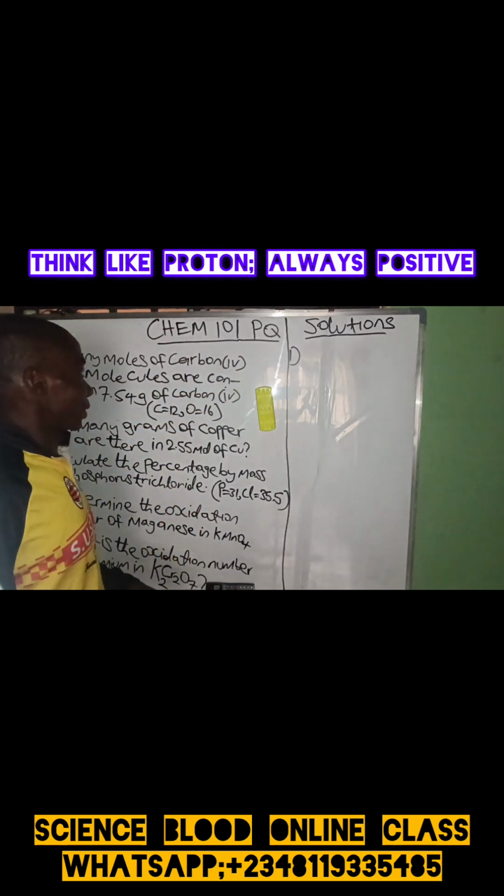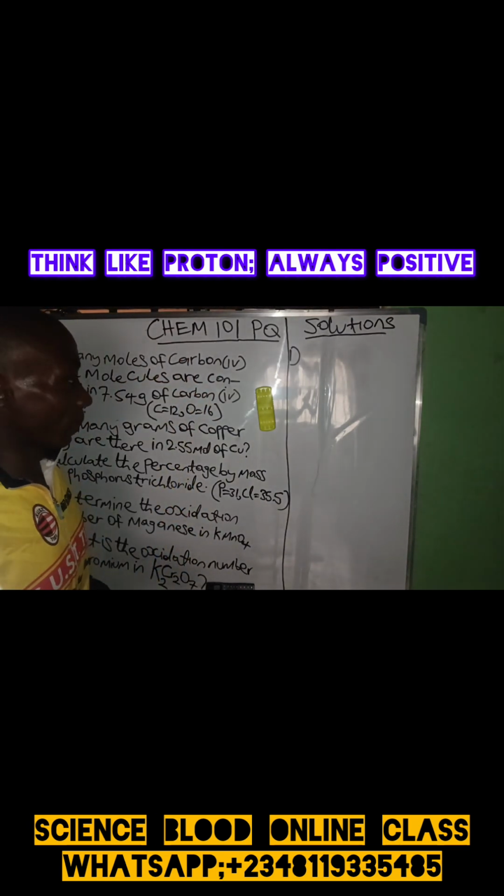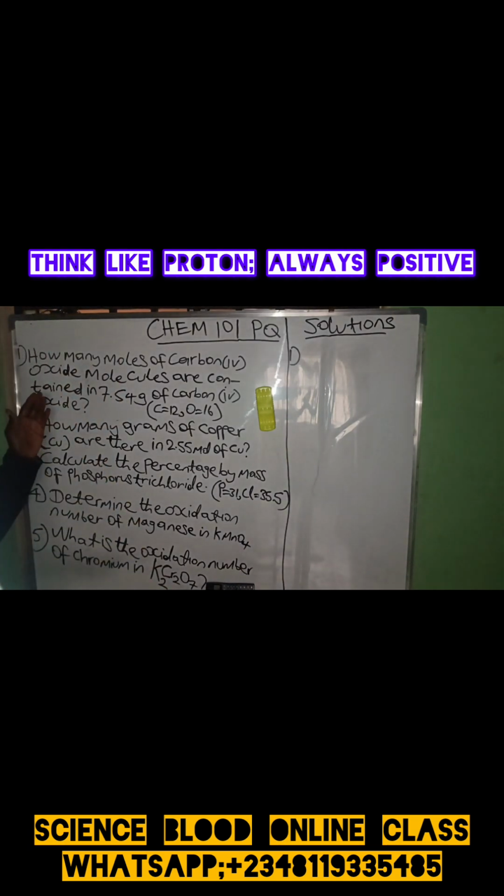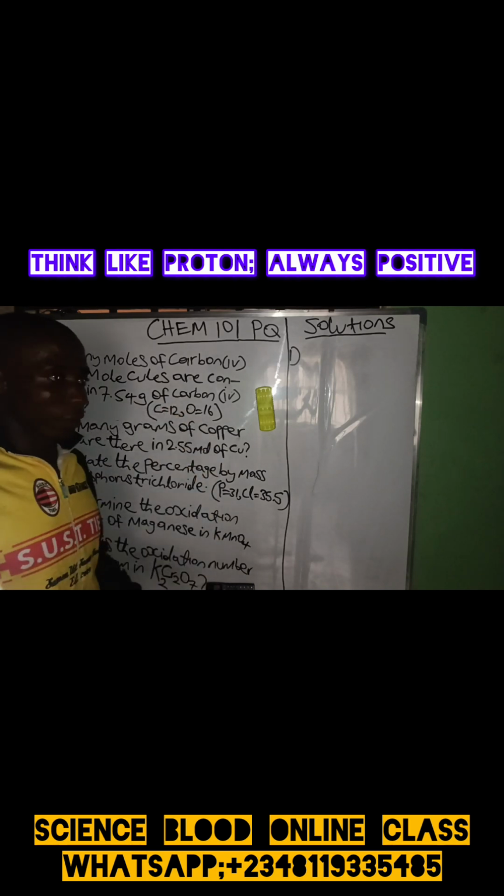Okay, what do we have for today? This is Chemistry 101 past question. So, without wasting much time, the first question we are having here says, how many moles of carbon dioxide molecules are contained in 7.54 gram of carbon dioxide?